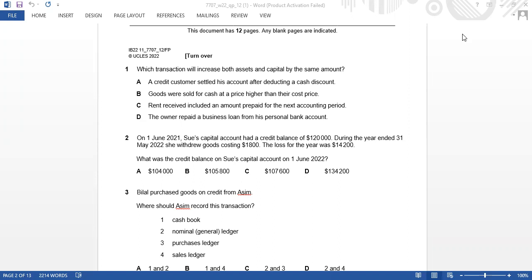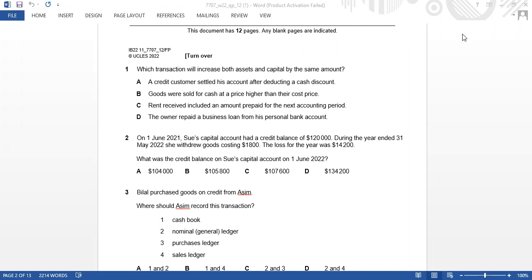Today we are doing 7707 accounting paper of October-November 2022, paper 12, variant 2. Which transaction will increase both assets and capital by the same amount? First, we need to know that capital is increased when there is an increase or decrease in profit. For example, if there is an increase or decrease in expenses or income, the capital will be affected.